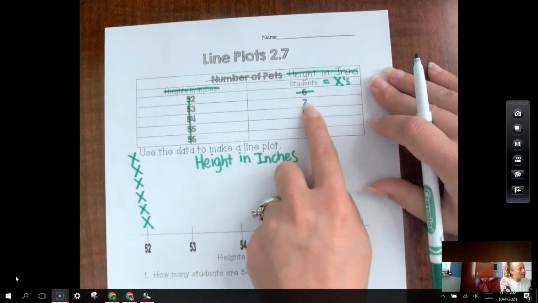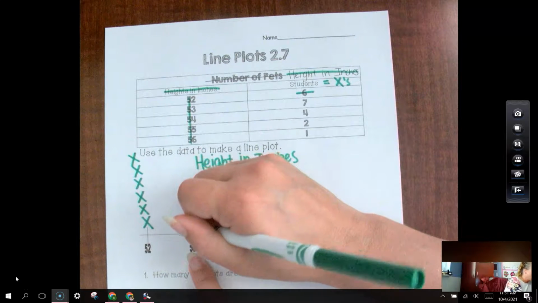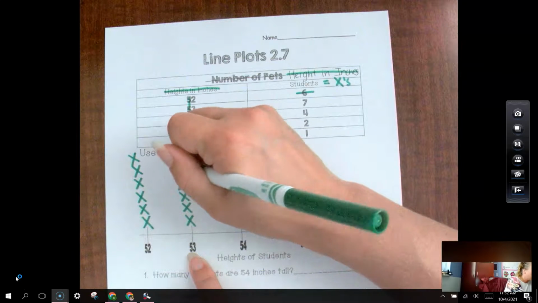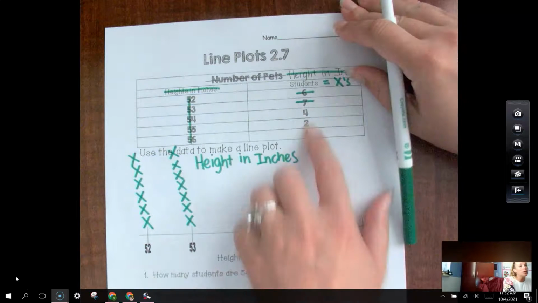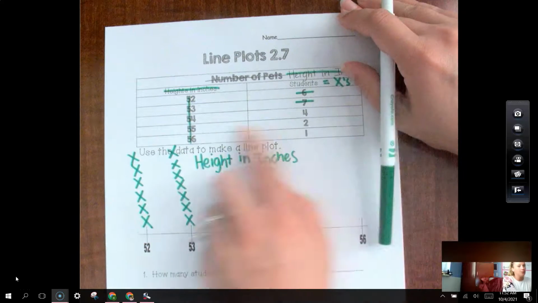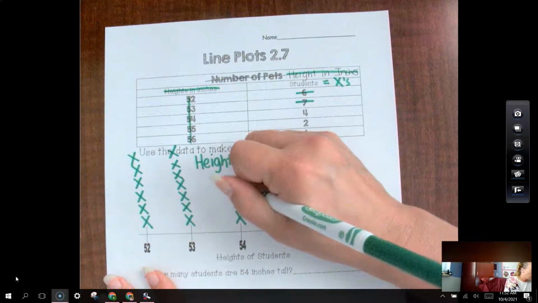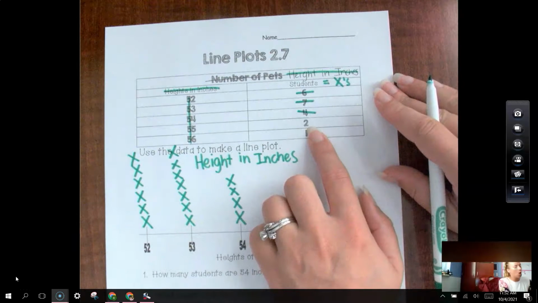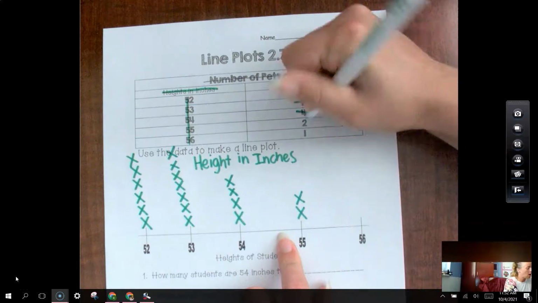So now it says that 7 students are 53 inches. So I will draw 7 X's. 1, 2, 3, 4, 5, 6, 7. And I will cross it off. 4 students are 54 inches. So I will have to draw 4 X's for 54. 1, 2, 3, 4. 4 students are 54 inches. 2 students are 55 inches. 1, 2. Cross it off.